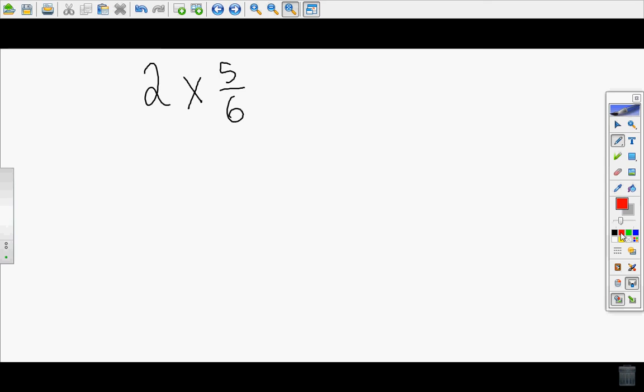Let's look at it here. Well, 2 times 5 over 6. Step 1 for this method clearly indicated that we've got to turn the multiplication into addition. 2 times 5 over 6 is like saying 5 over 6 plus 5 over 6. Step 1 completed. Step 2 is we have to model our addition.